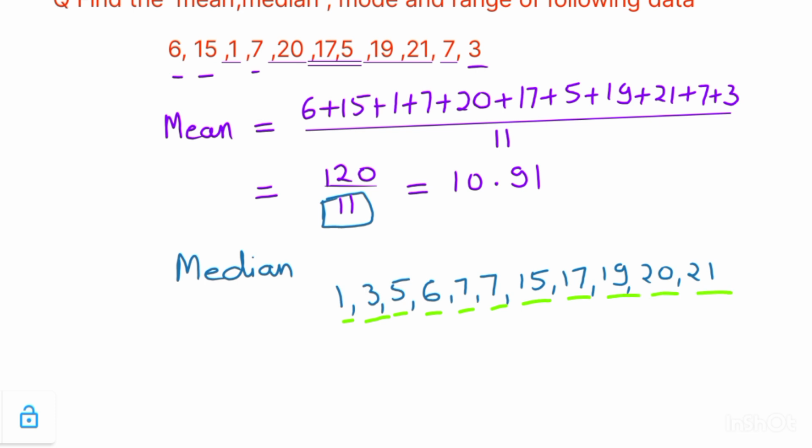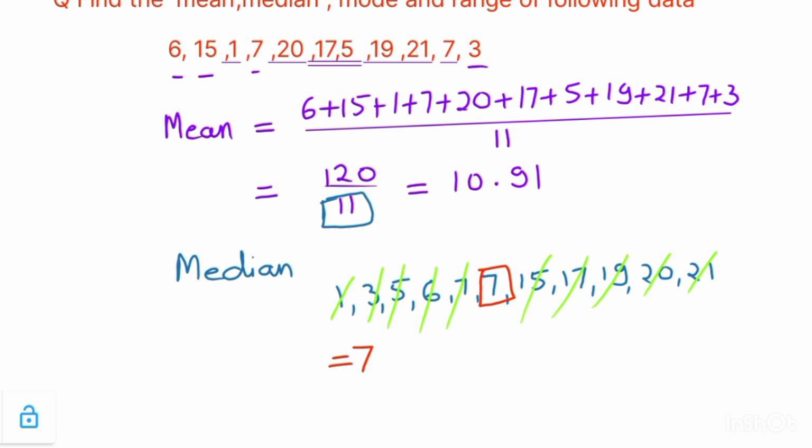Now we have to find the middle term. So we will start cancelling from outside: 1, 1, 2, 2, 3, 3, 4, 4, 5, 5. So this is the middle term. So the median of this data set is 7.